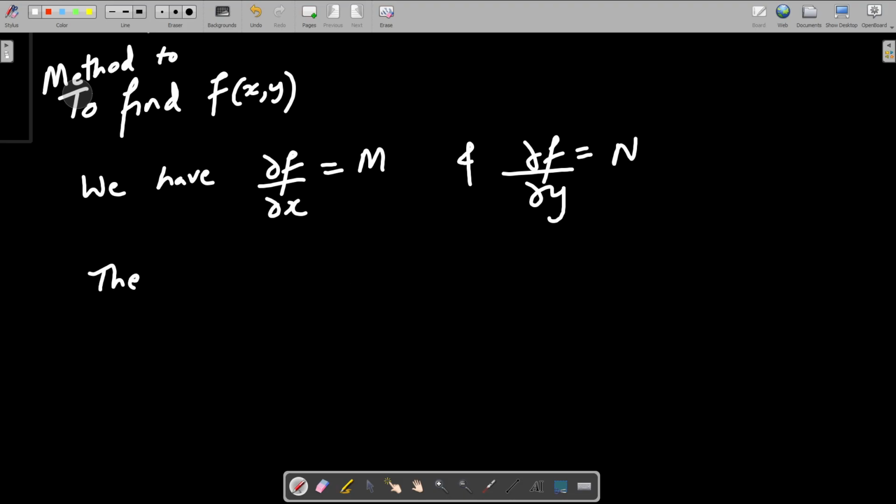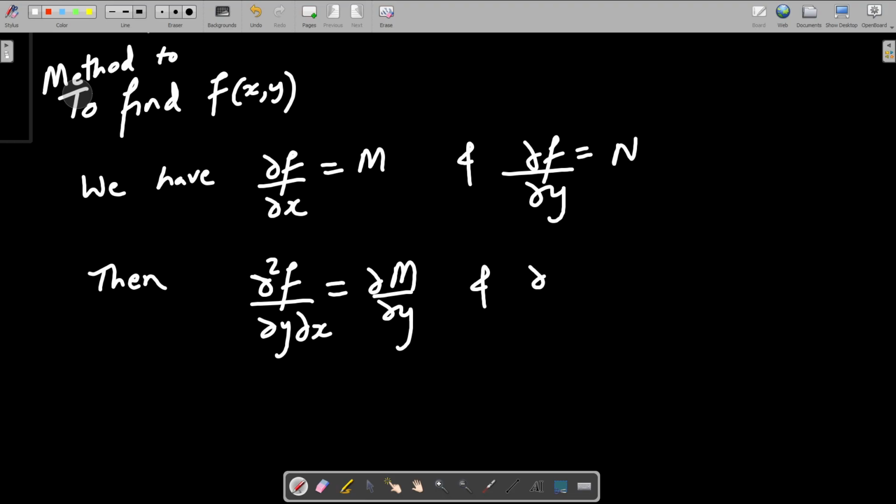Then dou square f by dou x dou y: I'll take the derivative of this with respect to y, so dou m by dou y, and this I'll take with respect to x, so dou square f by dou x dou y is equal to dou n by dou x.